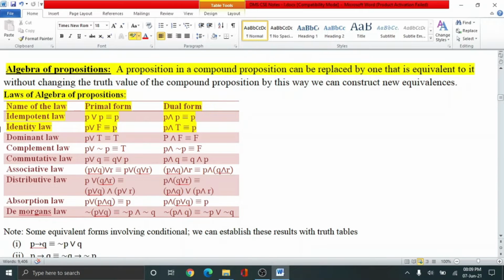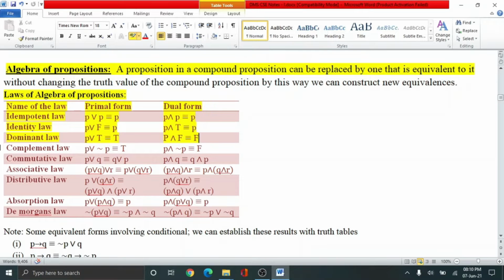And the next one is the identity law. The primal form of the identity law is given by the disjunction of P and F is always P, and the dual form is the conjunction of P and T is always P. The next one is the dominant law. The primal form is the disjunction of P or T is equivalent to T, and the dual form of that is the conjunction of P and F is equivalent to F.